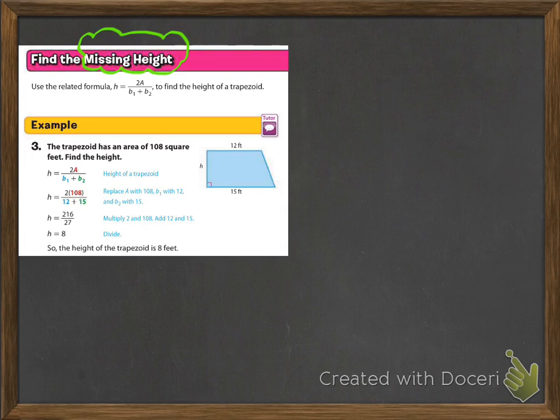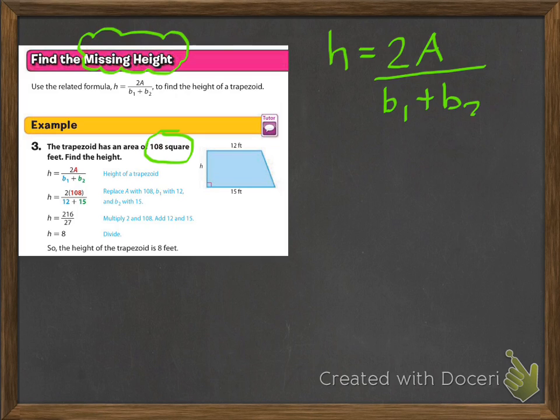All right, so it says missing height. Use the related formula h equals 2a to find the height of a trapezoid. The trapezoid has an area of 108 square feet. Find the height. So the first thing we're going to do is start with the formula again. But the formula we're going to start with this time is the related formula that they just gave us. That formula is going to be h equals 2 capital A, very important that that's capital, divided by b1 plus b2. So let's go ahead and see if we can work from that.